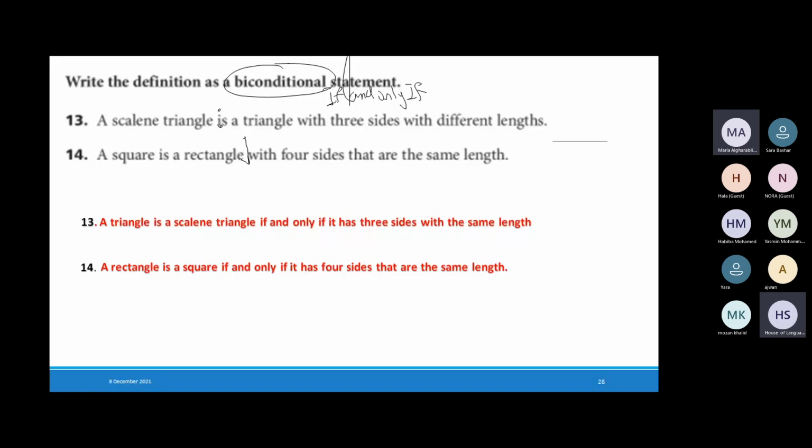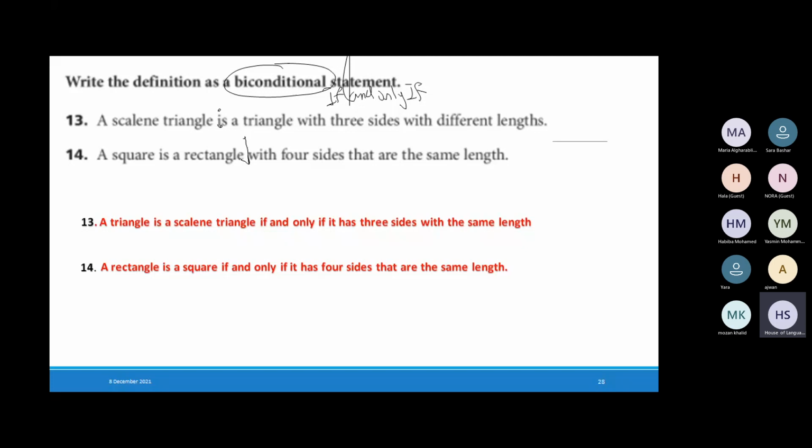Perpendicular lines are lines that intersect. Just wait, Maria. Stop talking. How will it be? The lines are perpendicular if and only if they intersect at lines. Yes, that's it. Got it now?